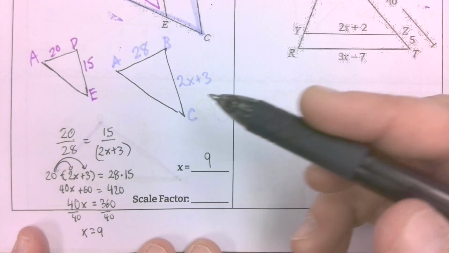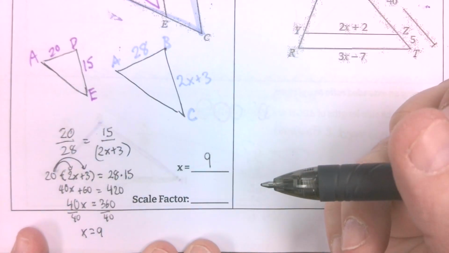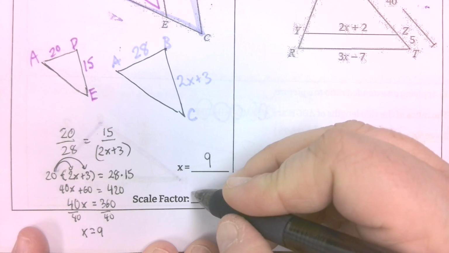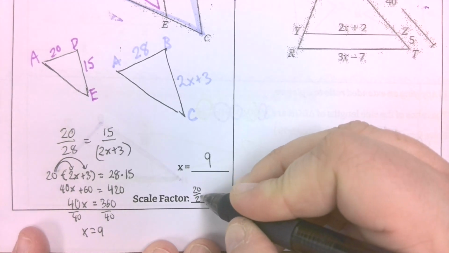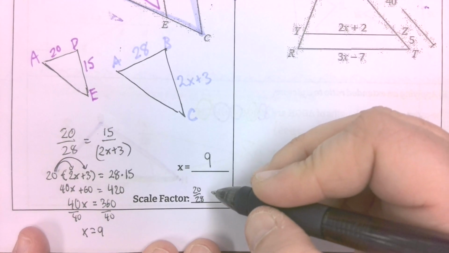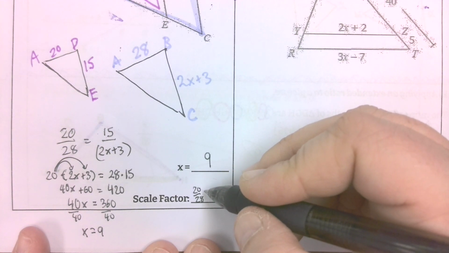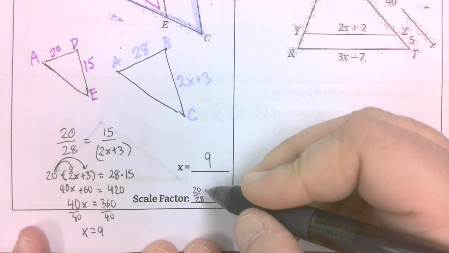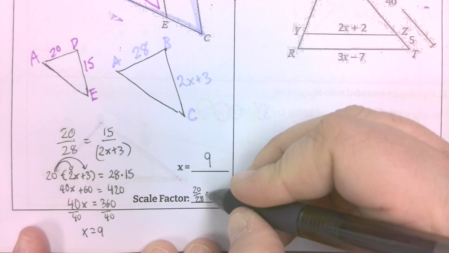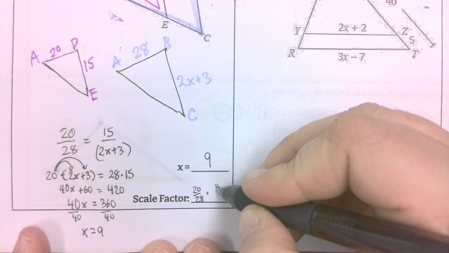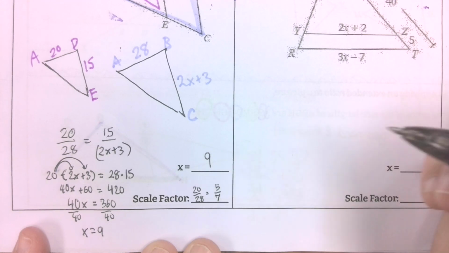And then for the scale factor, remember we take one with no variable in it, and we simplify. You can either divide it and get a fraction, or you can simplify the fraction. Here, I think I would divide both of them by 4, and that's going to give me 5 over 7.